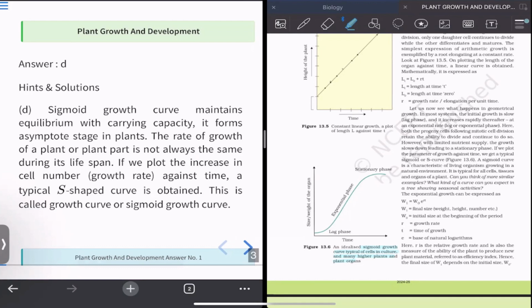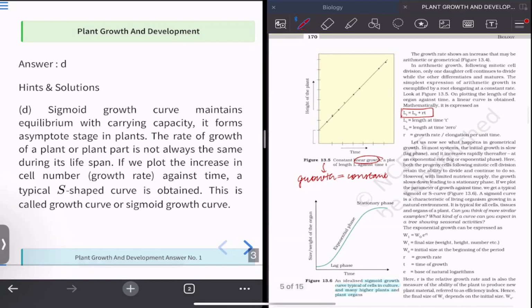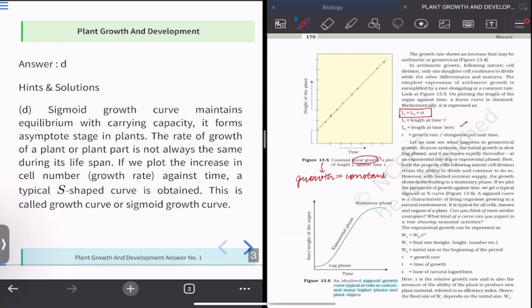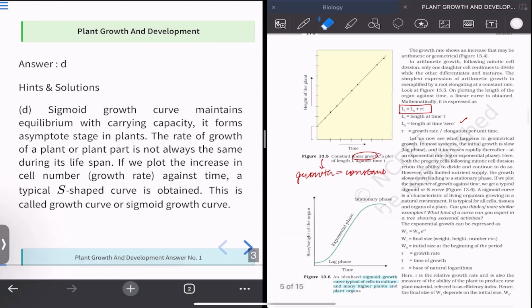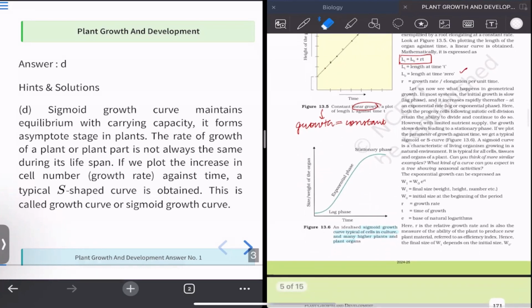It forms an asymptote stage in plants. The rate of growth of a plant or a plant part is not always the same during its lifespan. If it would have been the same, we would have got a linear growth curve instead, if the growth would have been constant. And for a linear curve, we have the mathematical equation L at any time t is equal to L naught plus RT, where L naught is length at time zero and R is the growth rate or elongation per unit time. So if we plot the increase in cell number, which is the growth rate, against time, a typical S-shaped curve is obtained. This is called growth curve or sigmoid growth curve.